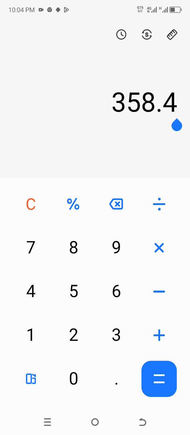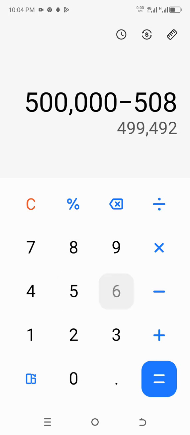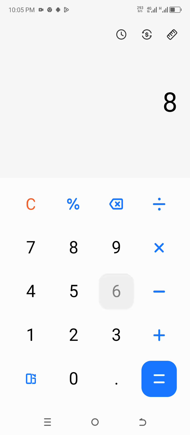We bought with 500. Let's minus 508,612. You can see we stand to make 8,612 naira instantly, without going and coming back. Now you can see how very profitable this is. Let's say the profit now is 8,612 naira.